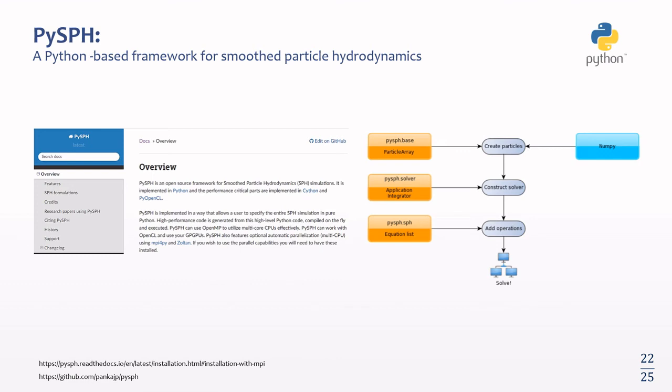The mechanism is that we create the particles, and then using the NumPy package and also the PySPH particle array, we construct the solver using the PySPH solver and application integrator, and then we add operations and the equation list, and then we solve the problem to simulate the example that we aim to simulate using SPH. This is how PySPH works.